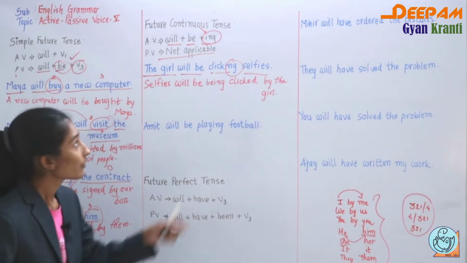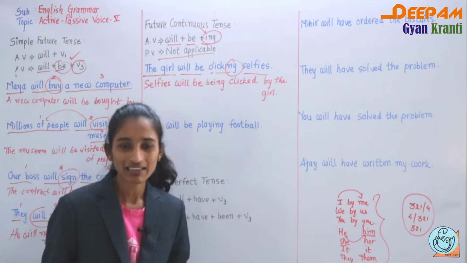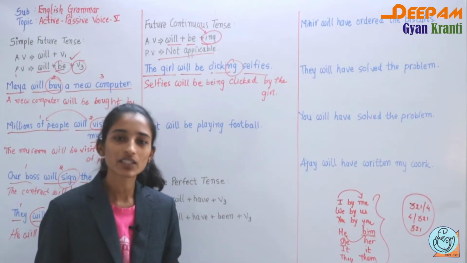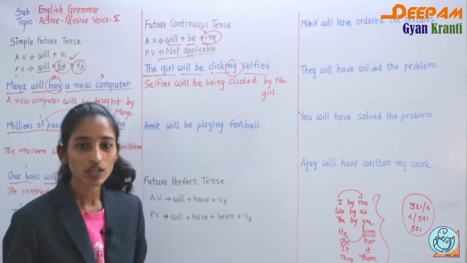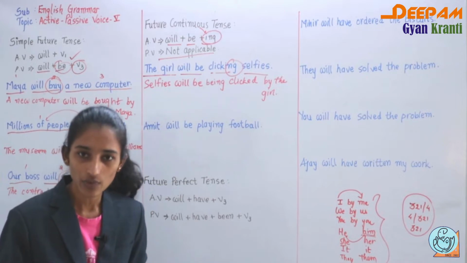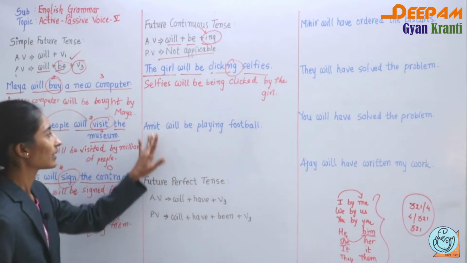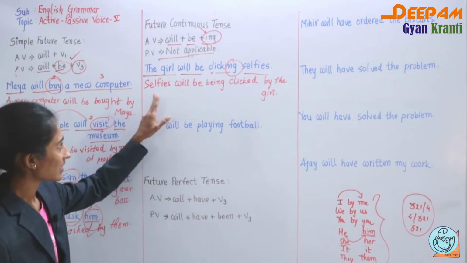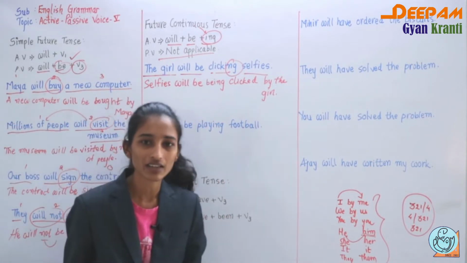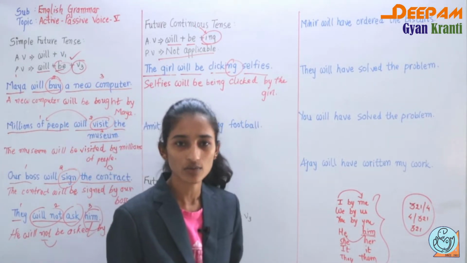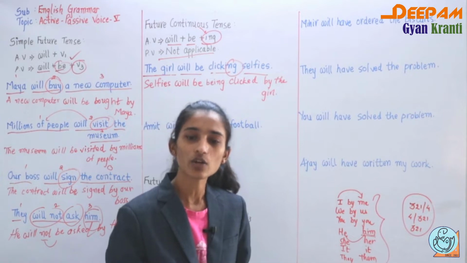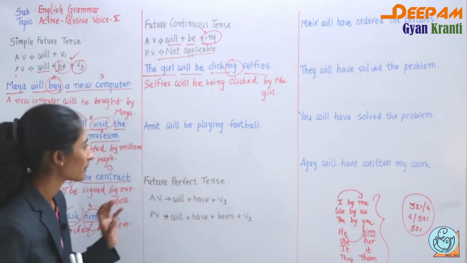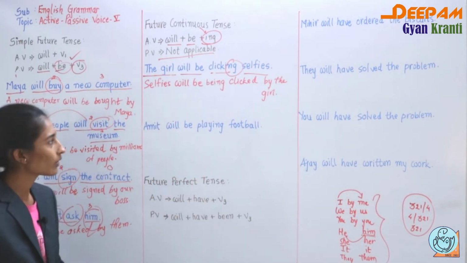It will not be there in your textbook. But if I write not applicable directly, and you come to know that it is there in some books and videos, there will be no confusion in your mind. That's why I am telling you that this way you can make the sentence: selfies will be being clicked by the girl. But generally it is not there in your textbook and even the exam, but remember these things. So you can simply write not applicable.